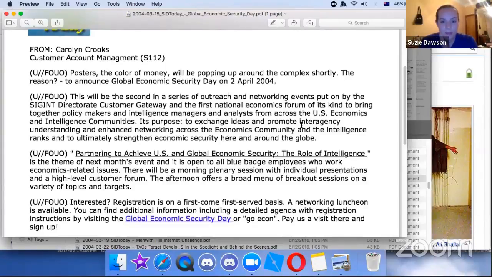So what this document is saying is that they have Global Economic Security Day. Just that terminology shows that to them, economic security is security. These things are inherently tied together. And look at this: policymakers and intelligence managers and analysts from across the US economics and intelligence communities enhance networks across the economics community and the intelligence ranks to ultimately strengthen economic security here and around the globe.